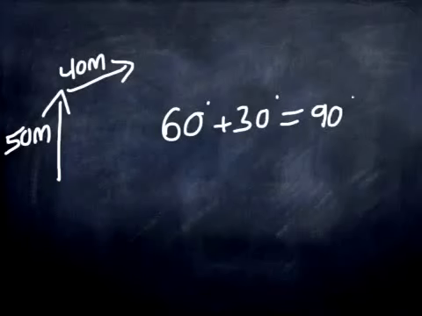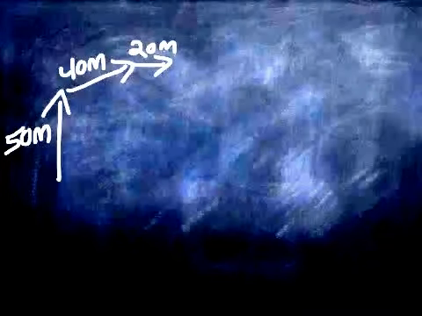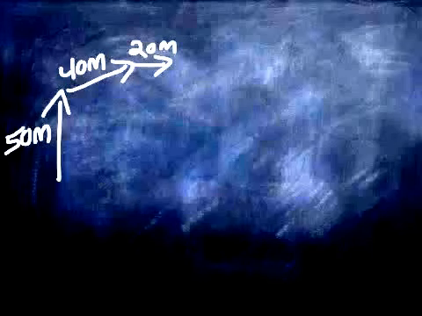Then if you turn another 30 degrees after walking 40 meters, you've turned a total of 90 degrees. We walked 50 meters north, and we turned 60 degrees to walk 40 meters. After that, we turned another 30 degrees, which means we've turned through a total angle of 90 degrees from our original angle. So now we have this final 20 meters after turning 30 degrees from our last turn, or 90 degrees from our original turn.